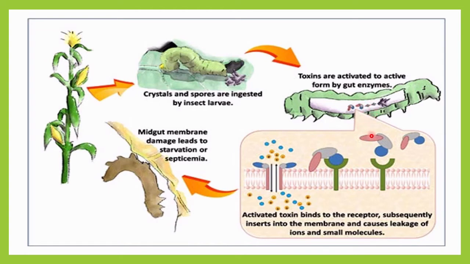After that, the toxin which is already activated will be received by the receptor present on the midgut. So the activated toxin binds to the receptor. Subsequently, what happens? It is inserted into the membrane and causes leakage of ions and small molecules. As a result, pores will be formed, and finally the midgut membrane is highly damaged and leads to starvation or septicemia, and as a result, finally the insect dies.